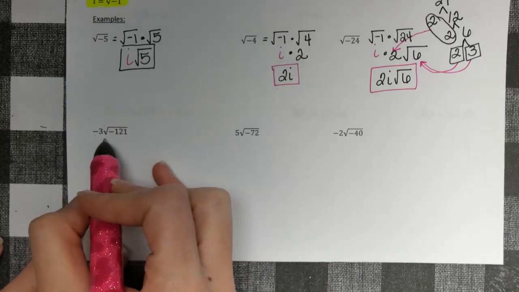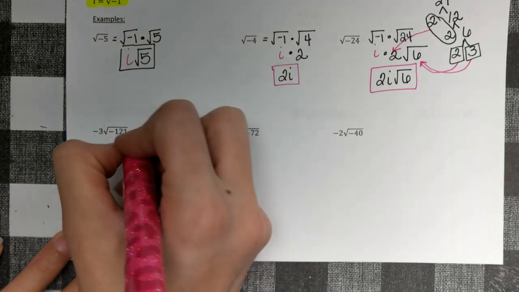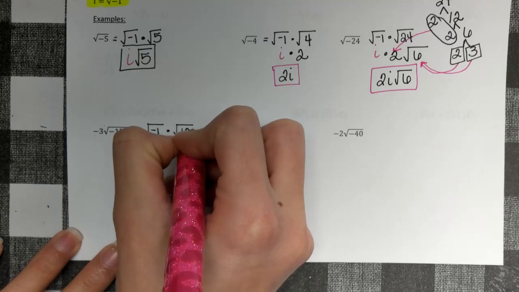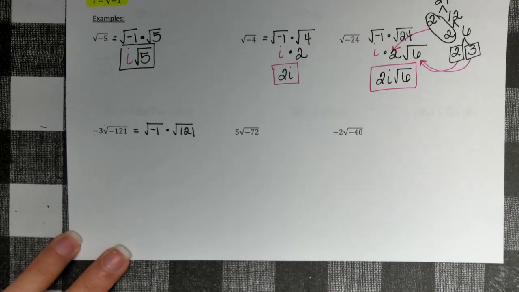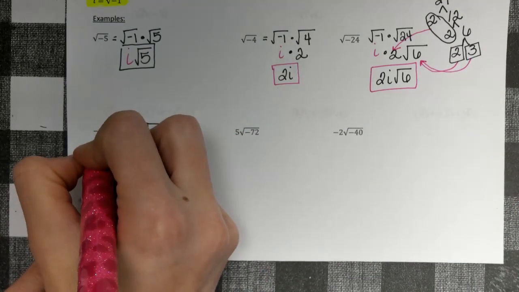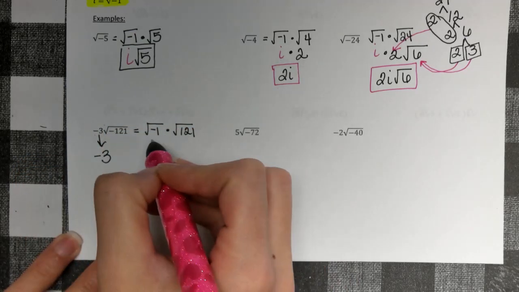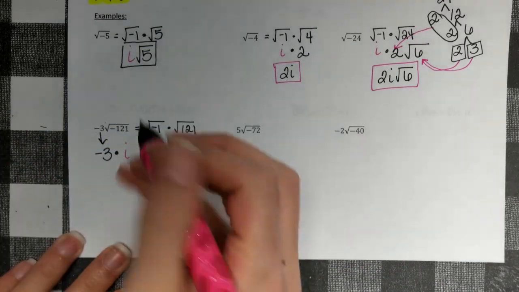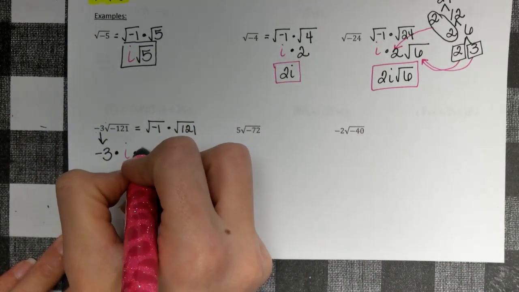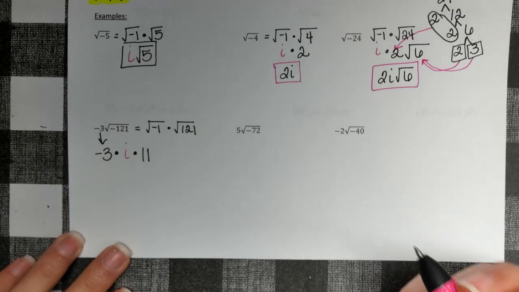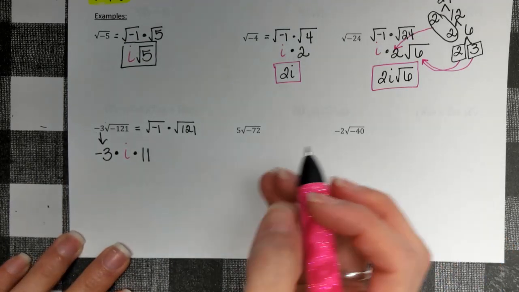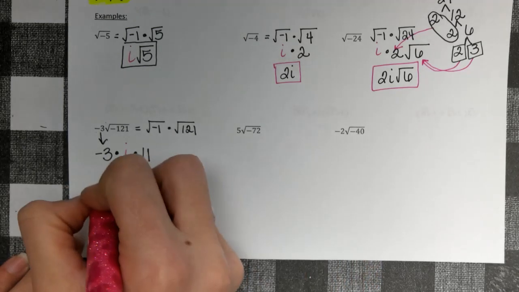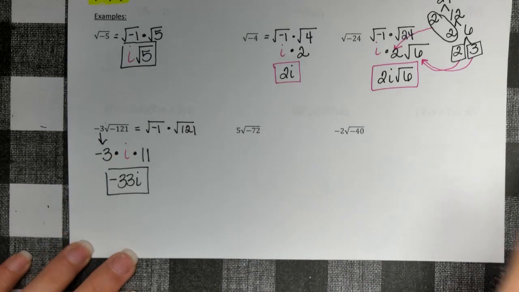So now I've got negative 3 times the square root of negative 121, so that's going to give me square root of negative 1 times the square root of 121. So I'm going to bring down this negative 3. My negative 1 is an I. What's the square root of 121? 11. So I've got negative 3 times I times 11. So my final answer would be what? Negative 33I. Very good.